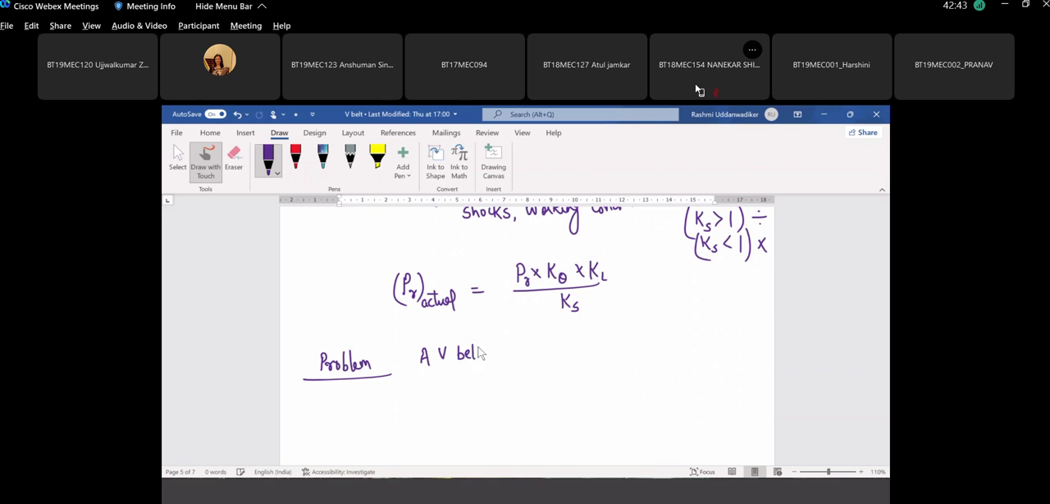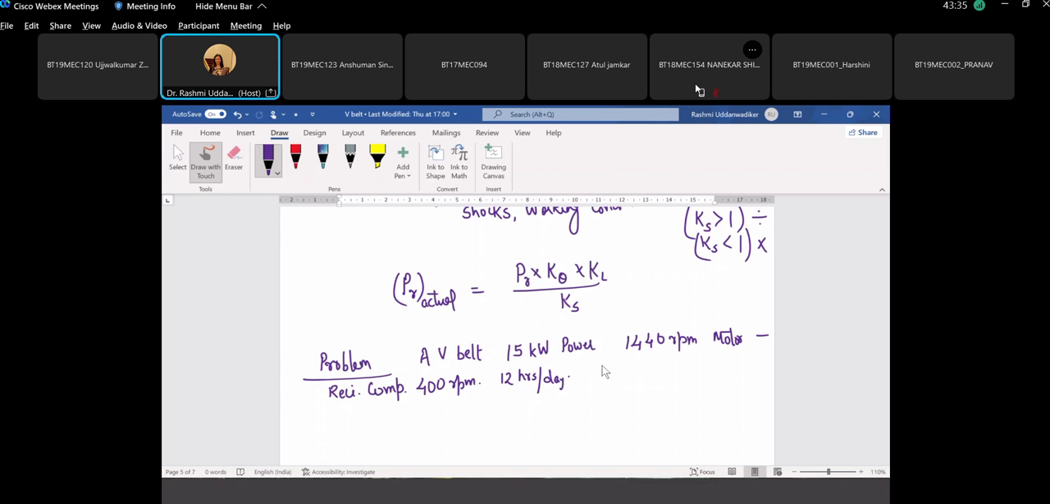A V-belt drive is used to transmit 15 kilowatt power from a 1440 RPM motor to a reciprocating compressor at 400 RPM. Assume the compressor is working for 12 hours per day. Suggest suitable V-belt.